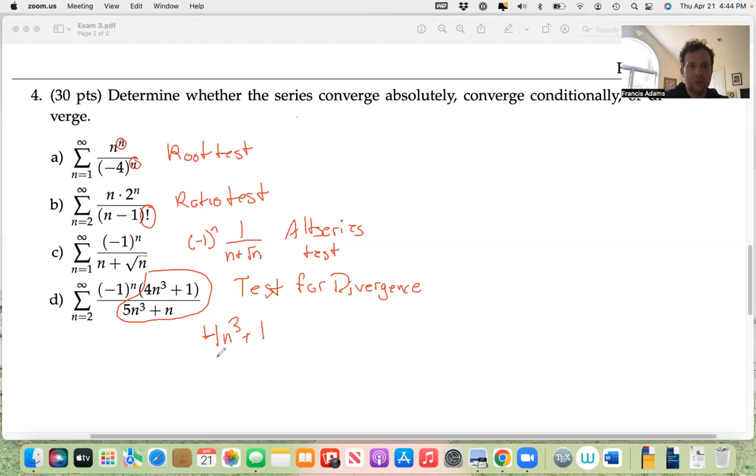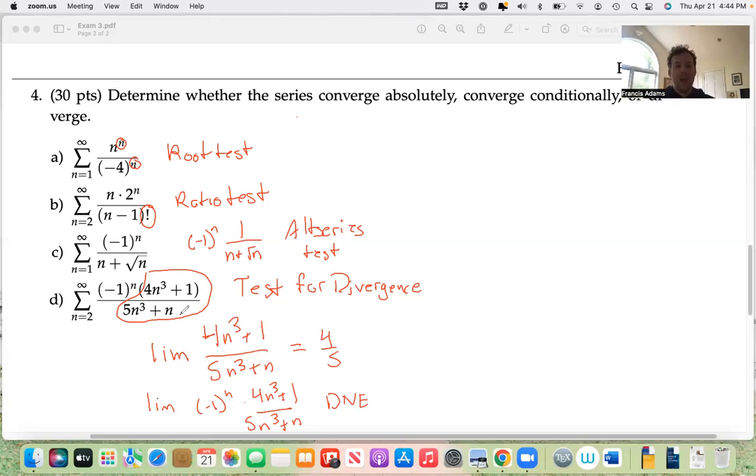And we'll really quickly write this out. This limit is 4/5. And if you put the alternating part on something that doesn't converge to 0, like we have in this case, that limit doesn't exist. And since the sequence diverges, the series is going to diverge too.